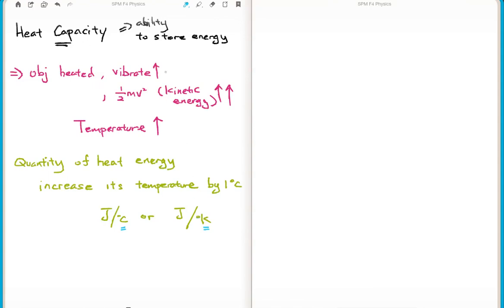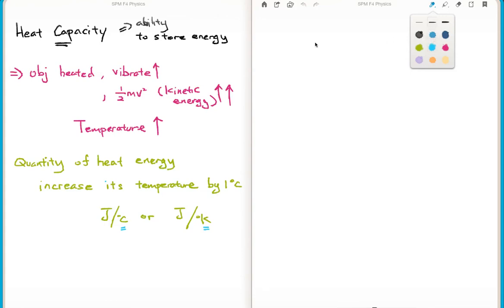So after you have some idea of heat capacity: when an object is heated, vibration increases, meaning kinetic energy increases, temperature increases. So you need to relate kinetic energy with temperature. From here, this is what you learn. Kinetic energy increase, temperature increase. That's it. And heat capacity would be the quantity of heat energy to increase its temperature by 1 degree C. I mean, it's an object I refer to.